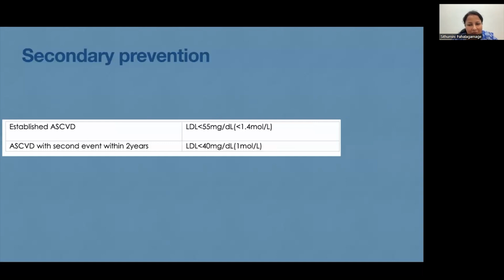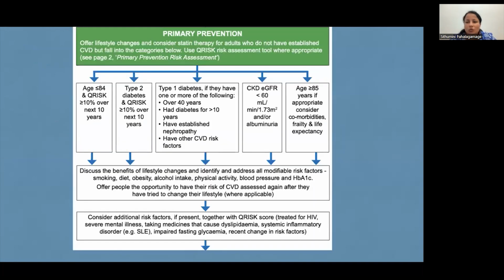And in secondary prevention, if they have ever suffered a CVD, the LDL target becomes 55. And if they have had a second atherosclerotic cardiovascular disease event within the past 2 years, say the patient had an MI 1 year back and now presents with a TIA, so they have had 2 events within 2 years, their target then becomes less than 40. That is a rough guide. But like I said, the new NICE guideline is focusing more on non-HDL cholesterol. This I have taken from the NICE guideline.